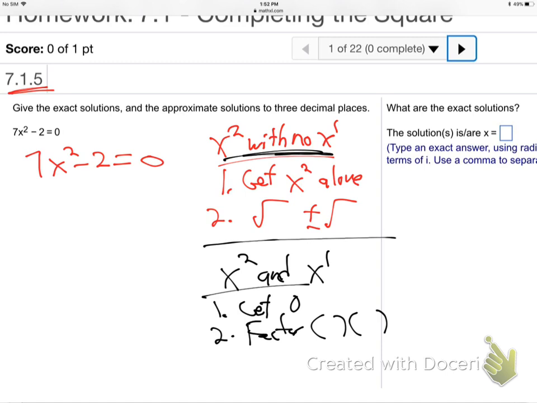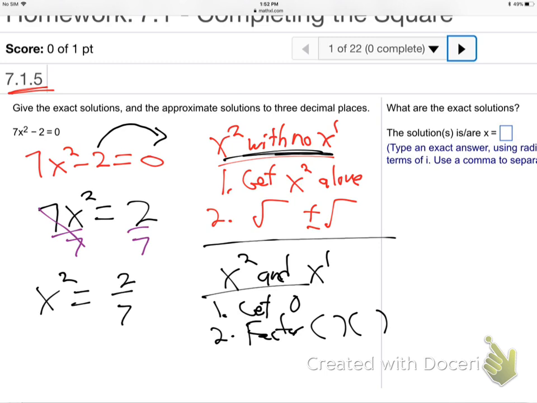Okay, so I'm just going to get this x squared alone. Just jump this 2 over. Negative 2 over becomes a positive 2. Good so far. And just divide by that 7. So x squared is 2 sevenths. We get to there. So I'm just getting the x squared alone. X squared's alone. Now what do I do?